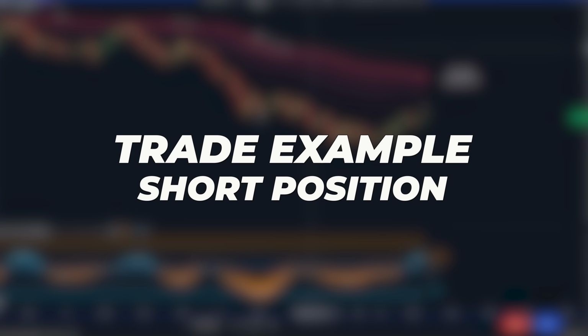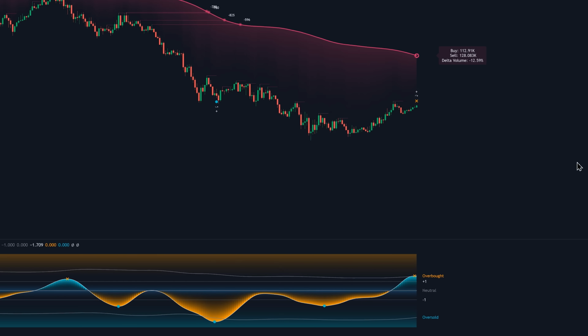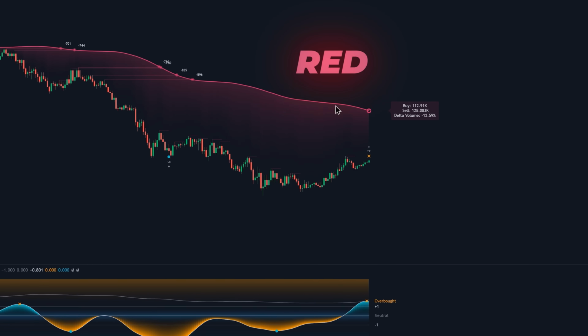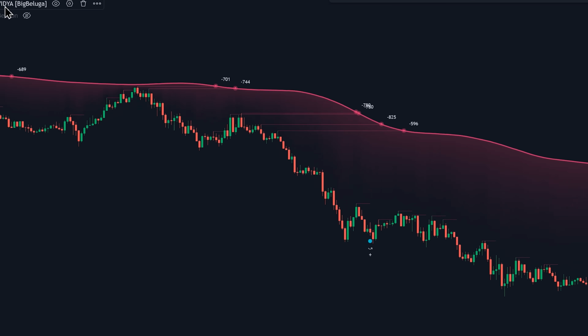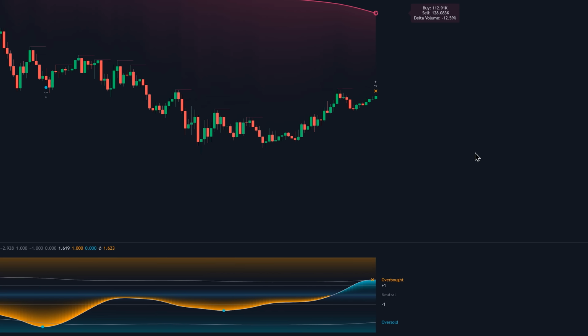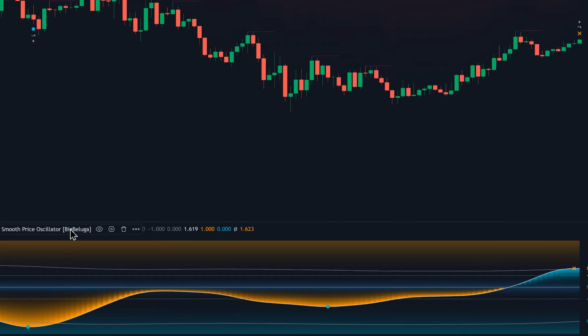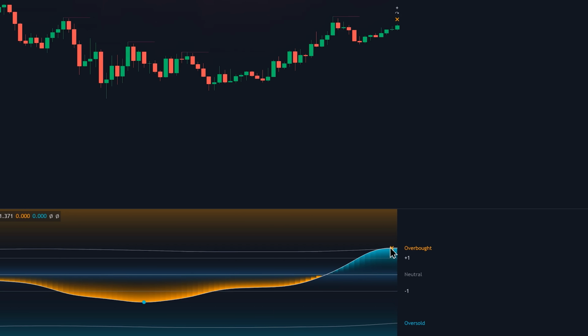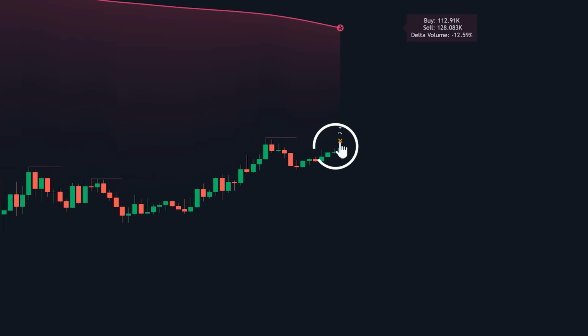Now, for a short position, it's gonna be the opposite. Condition number 1, you want to ensure that the trend is bearish by having a red trend cloud from the VIDYA indicator. Condition number 2, we want to have a bearish mean reversion signal printed by the Smooth Price Oscillator. To have that, you basically want this oscillator to go above the overbought level and have this reversal signal printed.